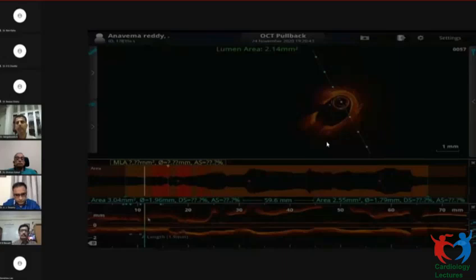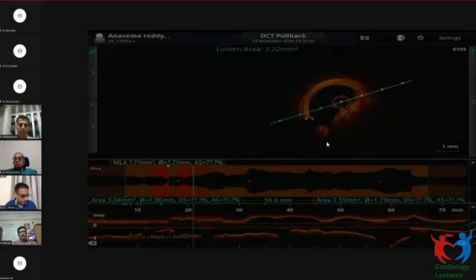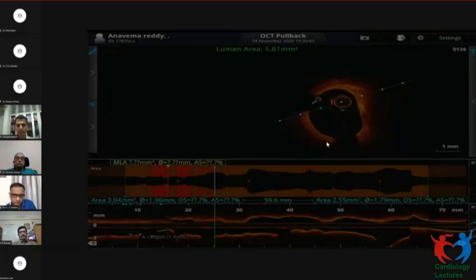And now I'm moving. Now see, this is eccentric calcium proximal to the LAD D1 bifurcation. I am able to show you the LAD D1 bifurcation very clearly, one by one. Now, this is the LAD D1 bifurcation. You can see the LAD D1. Here you are able to see two wires, and this is the OCT catheter. Now I am going with two wires, and you see one wire.